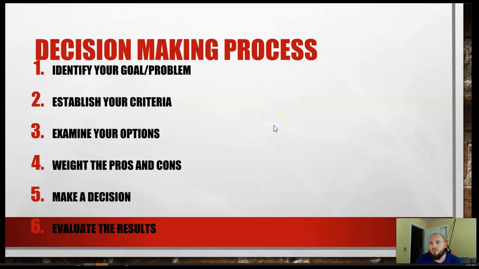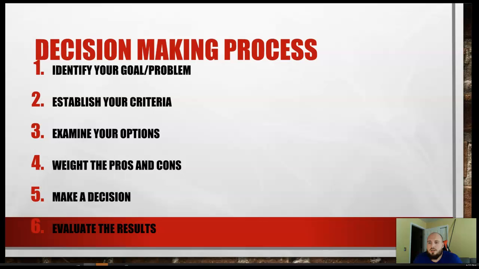As we are making goals, we utilize what's called the decision-making process. So I want you to be able to utilize each of these steps and understand what they are and how they're utilized in class. So the first step is identifying your goal or your problem, what needs to be fixed, or what do I want to achieve. And then the next one is establish your criteria. How am I going to do that? And then the third step is examine your options. The fourth step is weigh pros and cons. Fifth step, make a decision. Sixth step, evaluate the results.